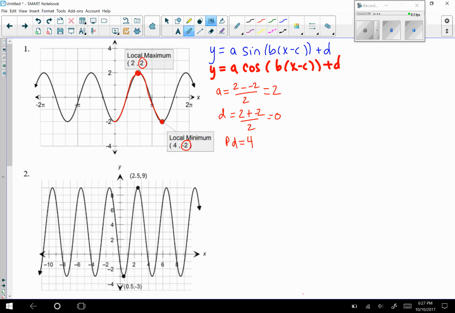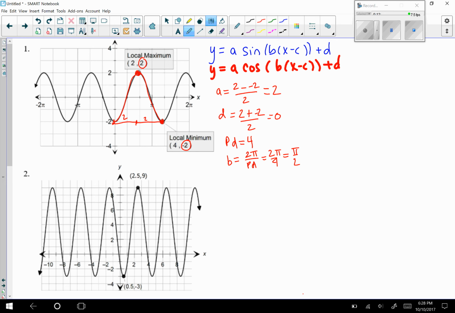And you can double check yourself, because we know that from a maximum to a minimum is going to be half of a wavelength. So from here to here, if that's a distance of 4 minus 2, which is 2, then you know from here to here is also 2. It's easy to tell right now because this is on the y-axis, but if it wasn't, you can use the fact that the distance from here to here is 2, so the period is 4. Then to find your b value, remember that the b value is equal to 2 pi divided by your new period, which is 4. So 2 pi divided by 4 gives me a b value of pi/2.